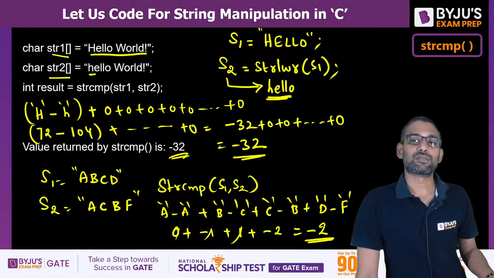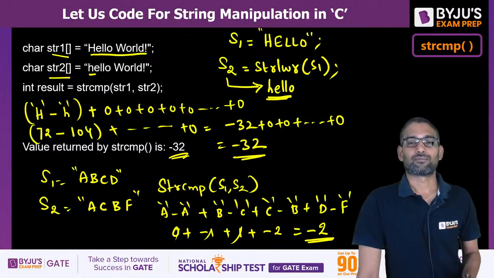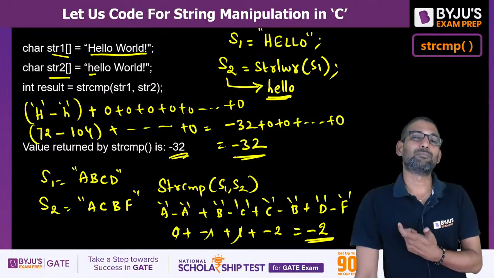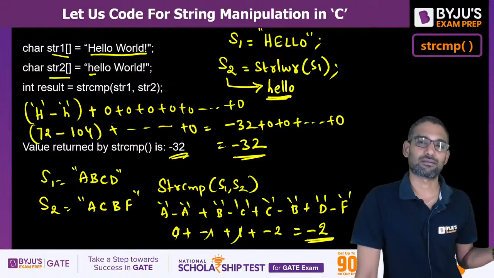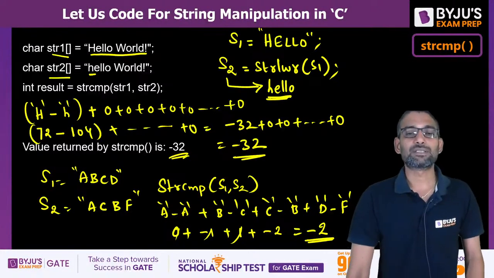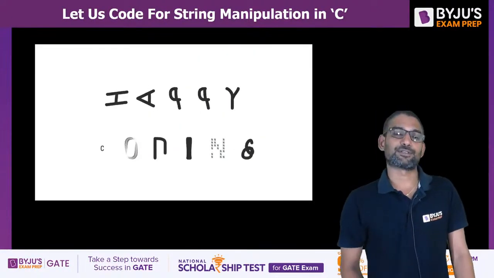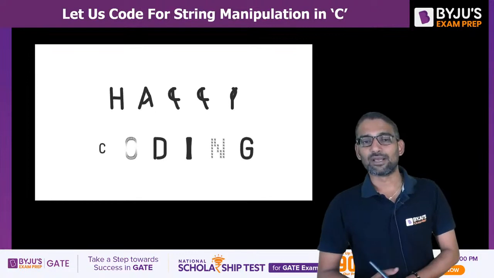Similarly, you use strupr. You will get the complete string converted to uppercase, meaning minus 32. Okay. So these are the common string handling functions. That's all for today, dear friends. Wish you all a happy coding.